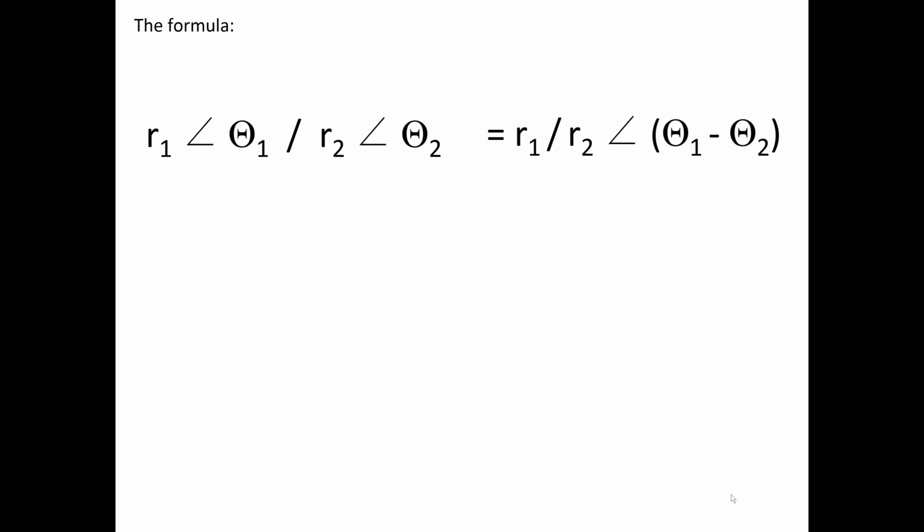Okay, what about dividing complex numbers? Similarly, we have the formula, which is the complex number r1 theta 1 divided by the complex number r2 theta 2, and it turns out that the answer is we just divide the magnitudes, and this time we subtract the phase angles. So r1 angle theta 1 divided by r2 angle theta 2 is equal to r1 over r2 angle theta 1 minus theta 2. Let's again go ahead and derive that formula.